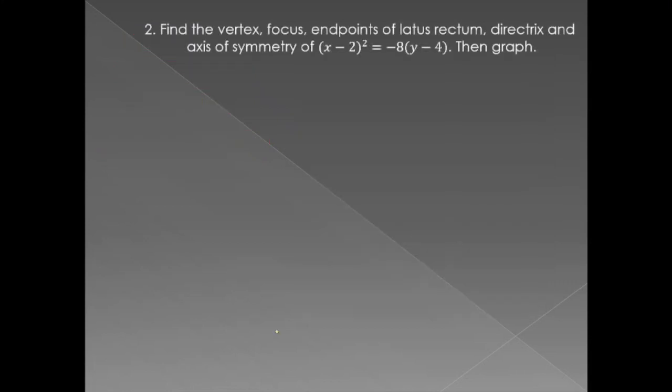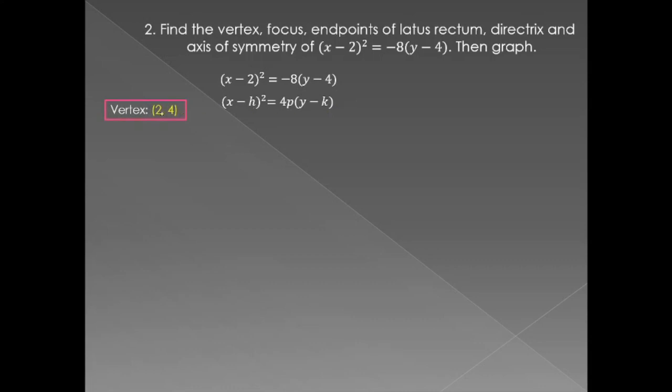So for example number 2, find the vertex, focus, and points of latus rectum, directrix, and axis of symmetry of x minus 2 square equals negative 8 times y minus 4, and then we need to graph. So since ang given natin is x ang naka-square, ang gagamitin nating equation ay x minus h square. So lahat ng characteristics ng x minus h square, yun yung ating gagamitin.